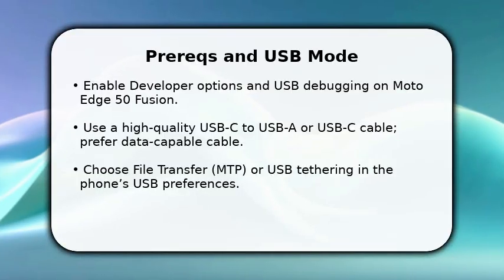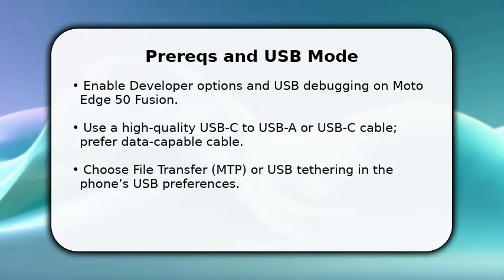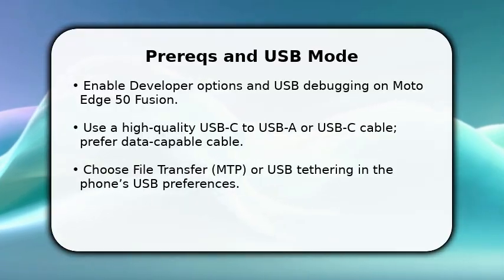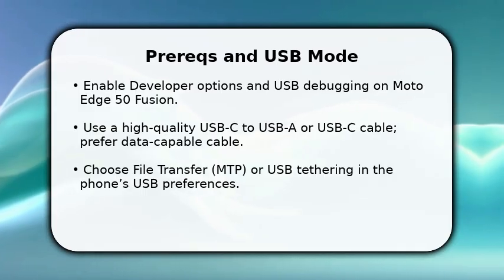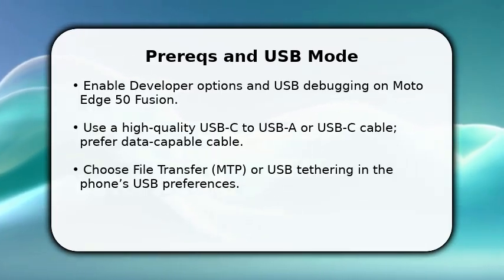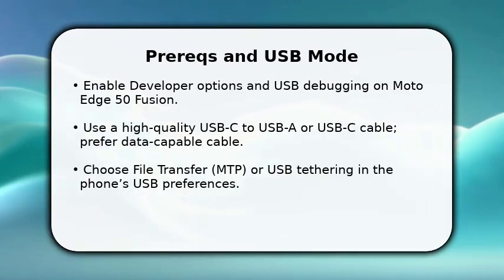You start by preparing the phone and cable so transfers work predictably. First, enable developer options and turn on USB debugging. This avoids permission prompts and speeds pairing. Next, plug a known data-capable USB-C cable into the laptop and phone. Not all cables carry data.